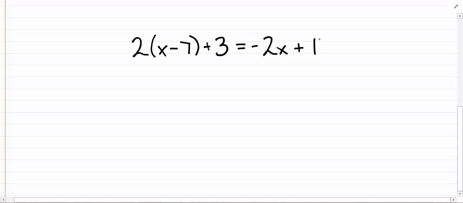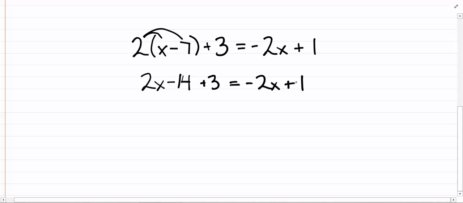Now before we start getting variables on both sides, we have to reduce both sides of the equation. So here on the right side of the equal sign, that's reduced all the way. We can't combine like terms because one has a variable and one doesn't. Here we have parentheses, and we got to get rid of the parentheses first. And to do that, we distribute. So 2 times x is 2x. 2 times negative 7 is negative 14. This plus 3 is still there, so we bring it down. And then this side, we can't do anything to it, so we just bring it down.